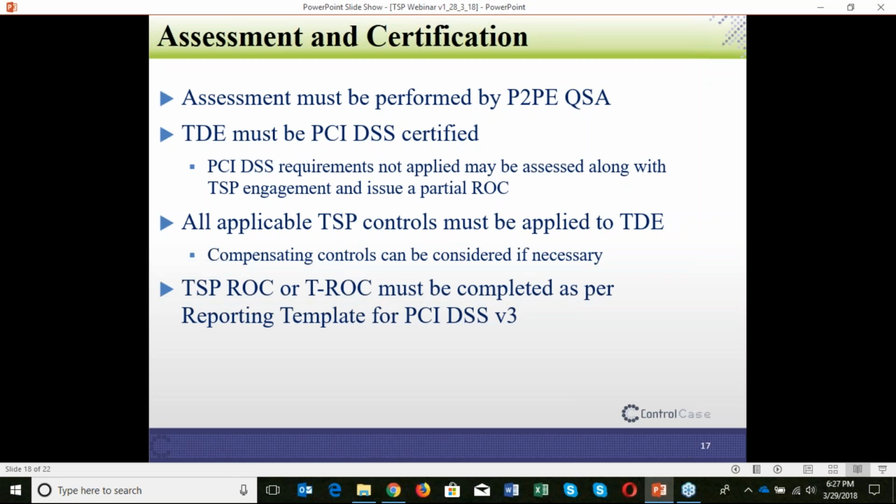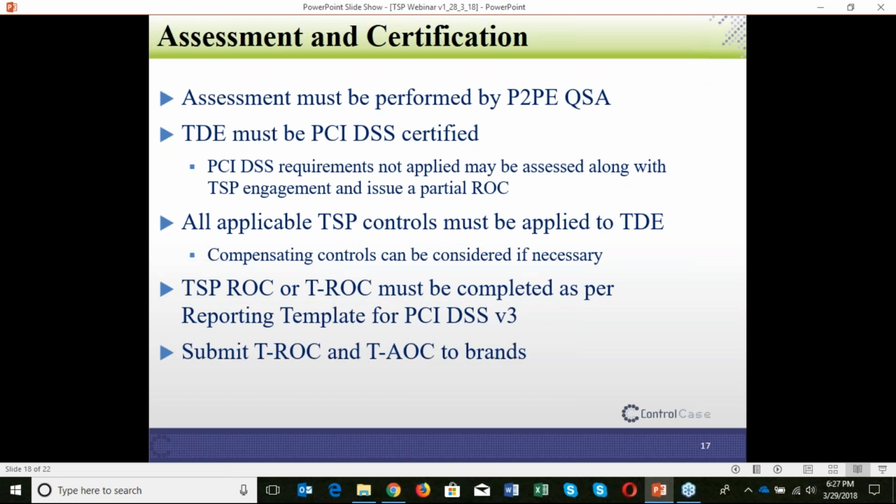And finally, the TSP ROC, or TROC, will be supplied as per the reporting template of PCI DSS. There is no difference to this, as the Council has issued. So it will be very similar to what you do for a PCI DSS certification process.